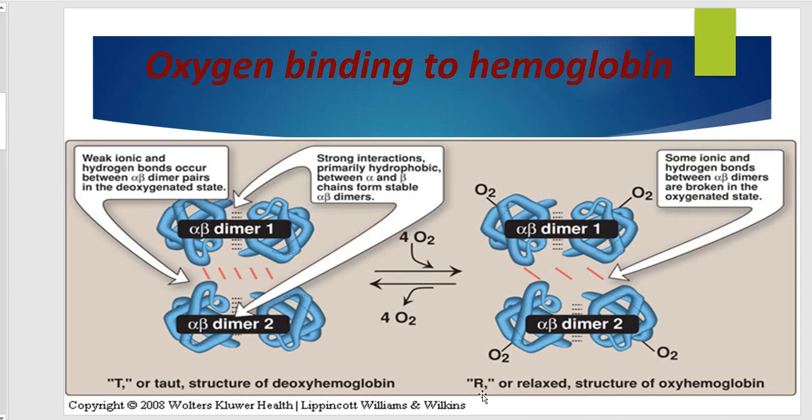Again, there are 2 forms of hemoglobin: deoxyhemoglobin or T form, taut or tense hemoglobin. Tense means compacted with each other, so they are connected. So there are here many weak ionic and hydrogen bonds between the 2 dimers of hemoglobin. When it's bound to oxygen, this will break the ionic and hydrogen bonds between the 2 dimers, and this molecule will be oxyhemoglobin, relaxed or R form. This is the difference between them.